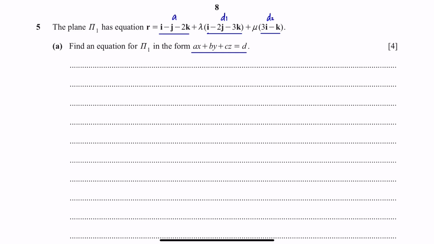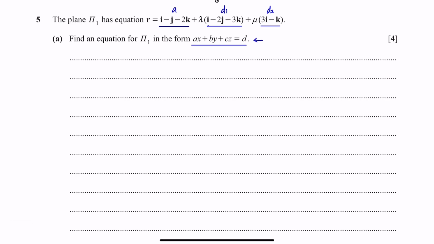And in order to find this form, we need a normal vector. And the normal vector is just the first directional vector cross product with the second directional vector. This would be 2, negative 8, and 6. And we can factorize the 2 out, so we get 1, negative 4, and 3.